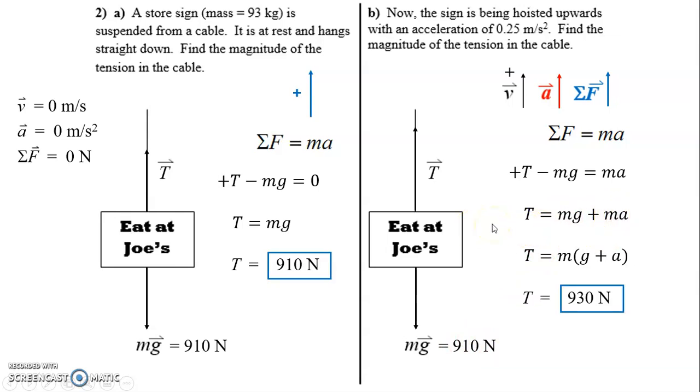In any event, we should be getting 930 newtons, which makes sense because we originally assumed that the tension would be larger than the weight because, again, the net force points upwards. The upwards pointing force has to win. And so in this case, the tension certainly is larger than the weight.